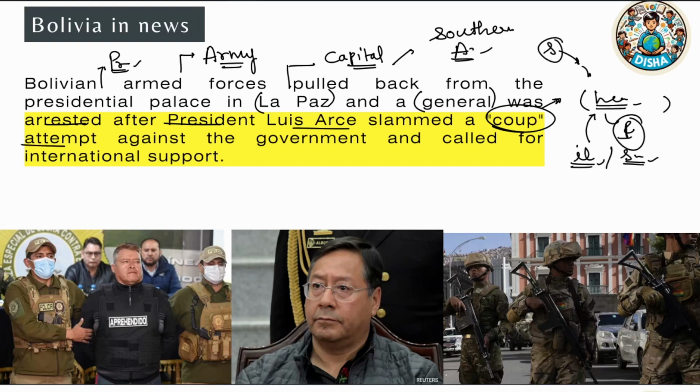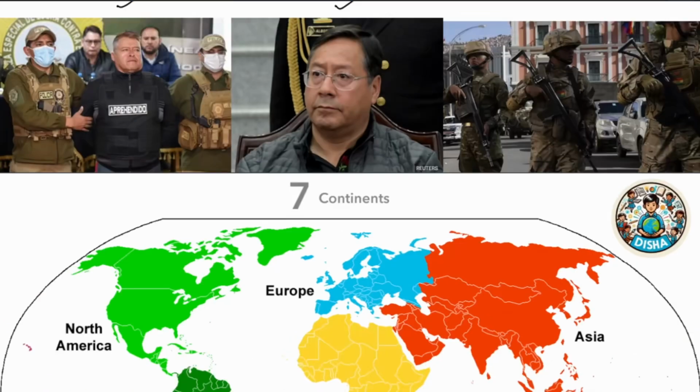So a coup attempt against the government and a call for international support. So this you can see here is President Luis Arce, and this is the general who was arrested and who, let's say, staged a coup.